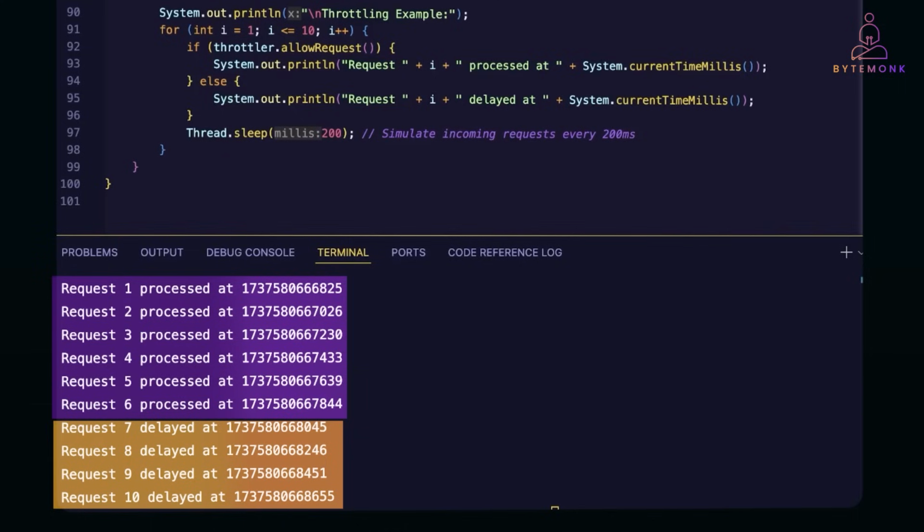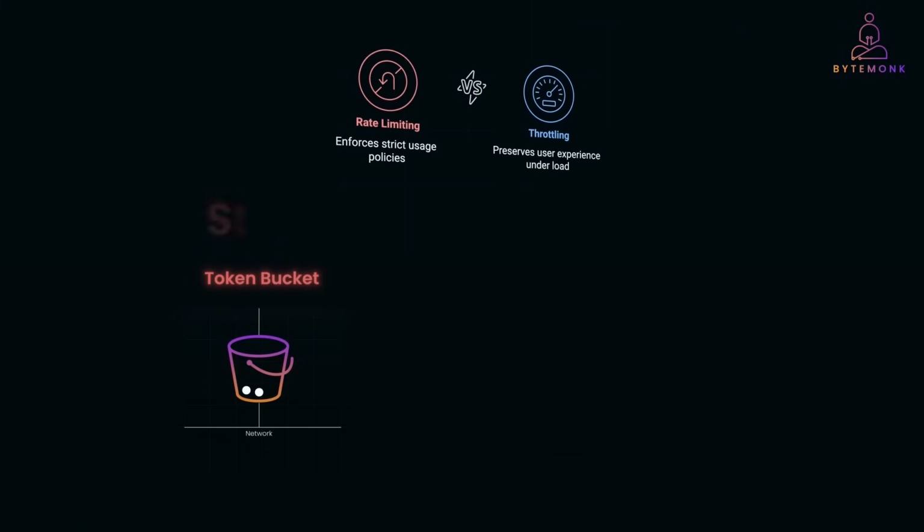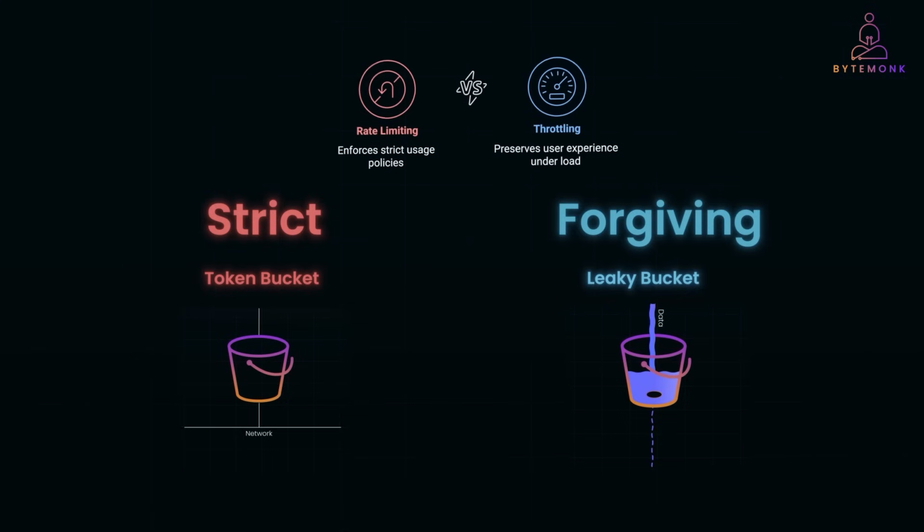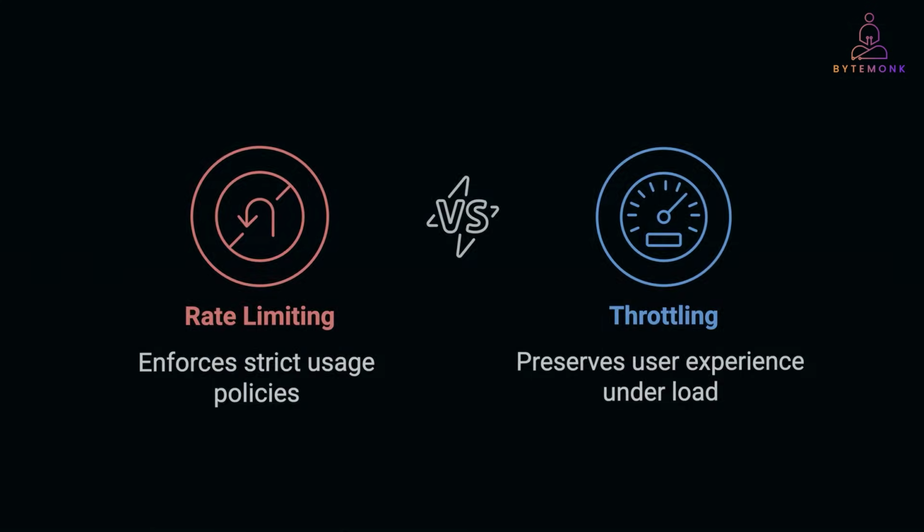The key takeaway? Rate limiting is strict. It rejects requests beyond the limit. Throttling, on the other hand, is forgiving. It slows things down to ensure steady processing. Both strategies are essential for managing traffic, but their use depends on your specific requirements.